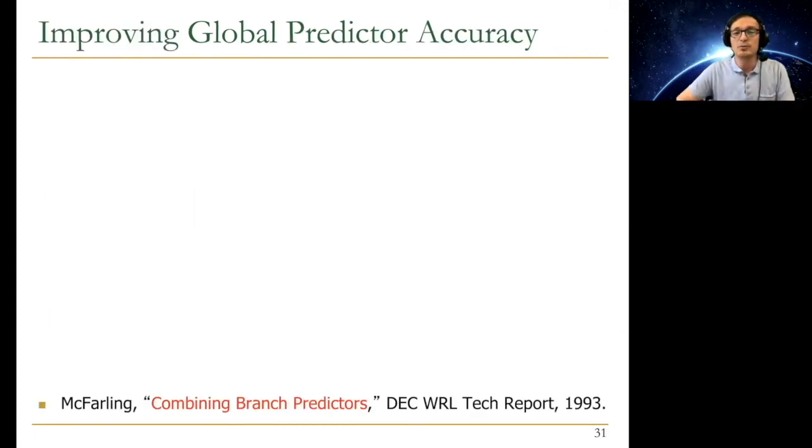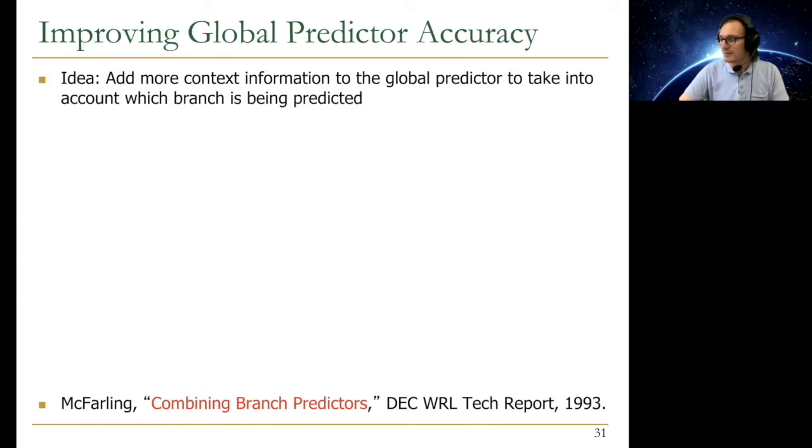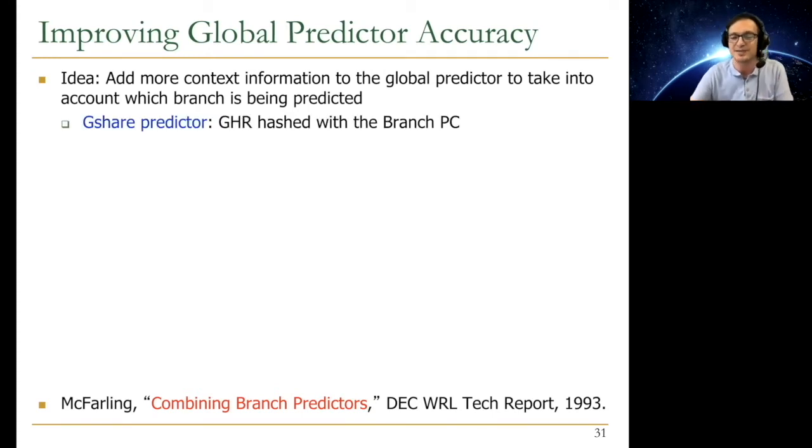Okay, to improve global branch predictor accuracy, people have added more information. Essentially, one improvement is to add more context information. If you look at the global branch history register, we just use the GHR to index the table. We don't use program counter information. So people realized that program counter information is also valuable. So why don't we hash these 2 types of information so that we can have more information about which branch is being predicted? That's the idea of the G-share predictor, which was introduced by the paper that I assigned you, the combining branch predictors paper. GHR is hashed with the branch PC.